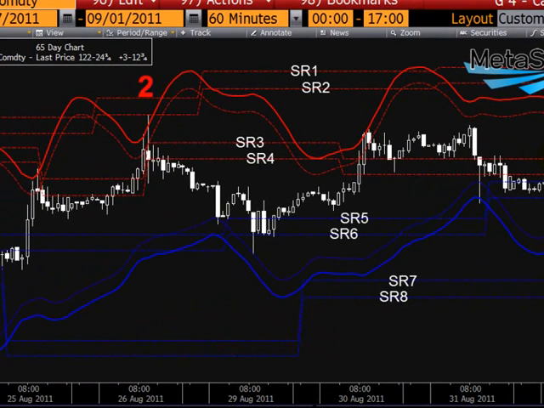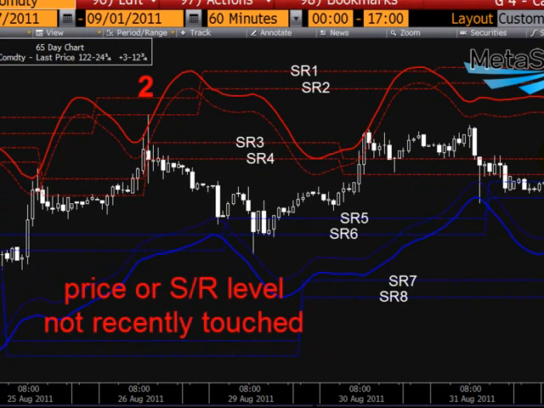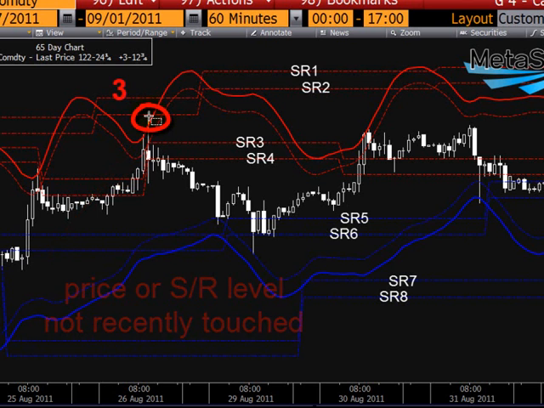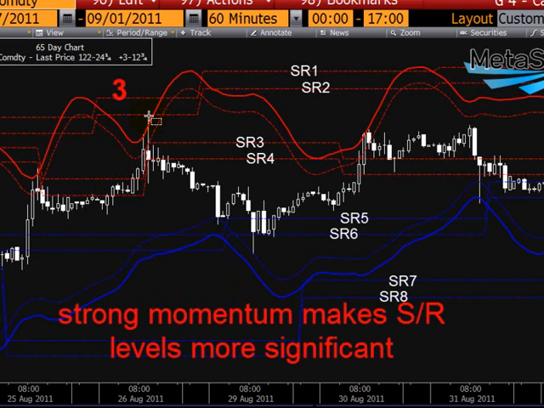Another thing to keep in mind is that if price has not been recently traded, or one of the SR levels has not been traded, then it's become more significant. And so here's an example where price rallies sharply up to the SR2 line, stopping exactly there. This also augments the third point, which is the momentum with which price approaches an SR level makes it more significant. So the more rapidly price is moving towards an SR level, the quicker it is to be rejected.